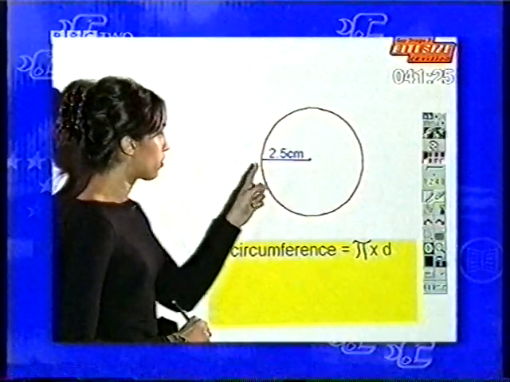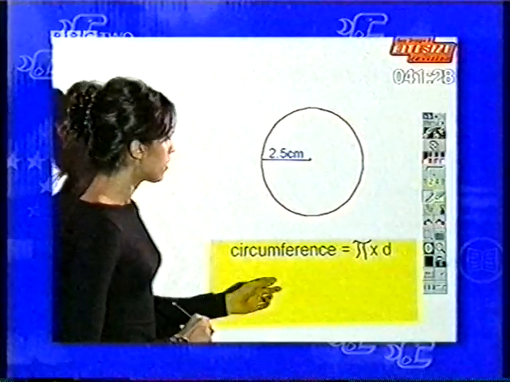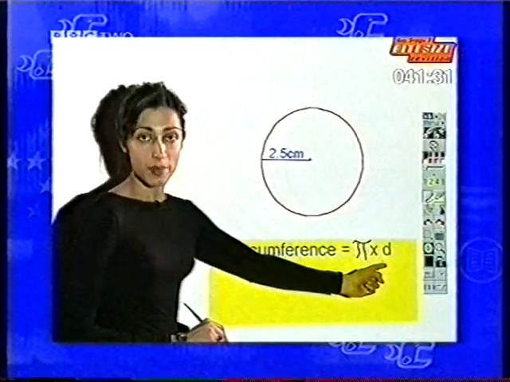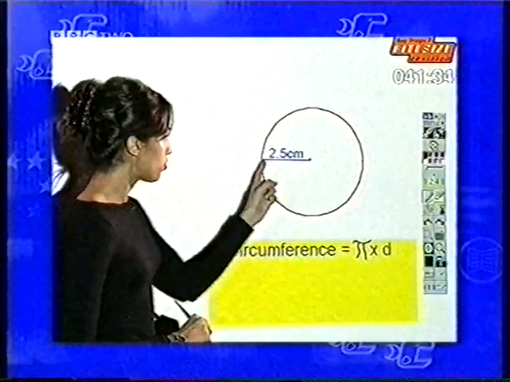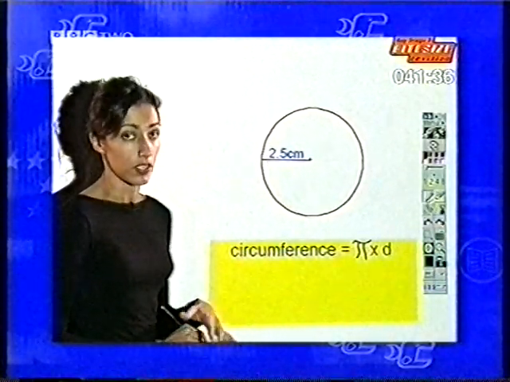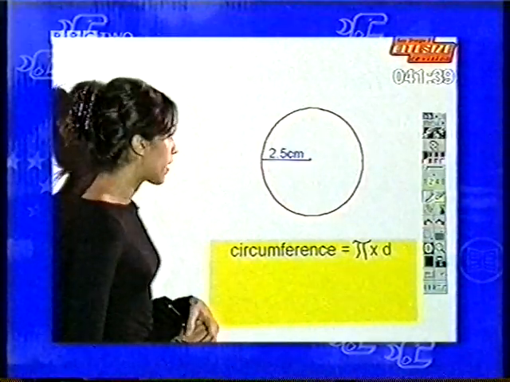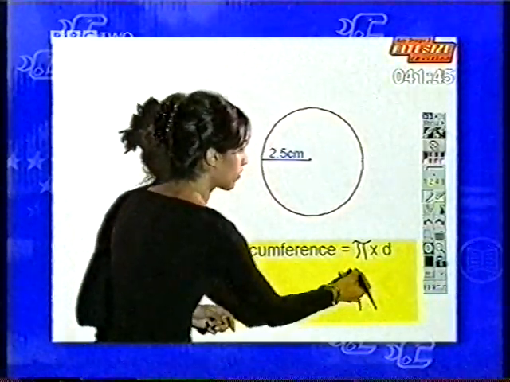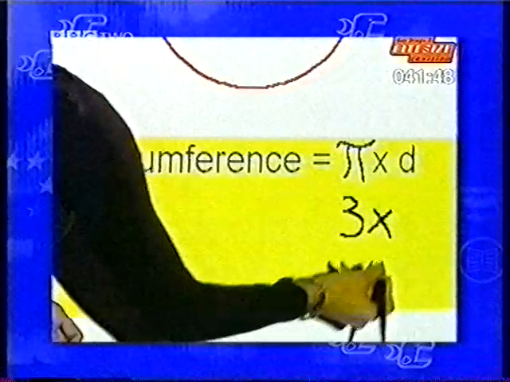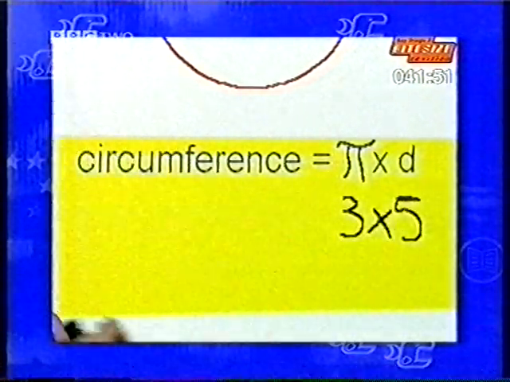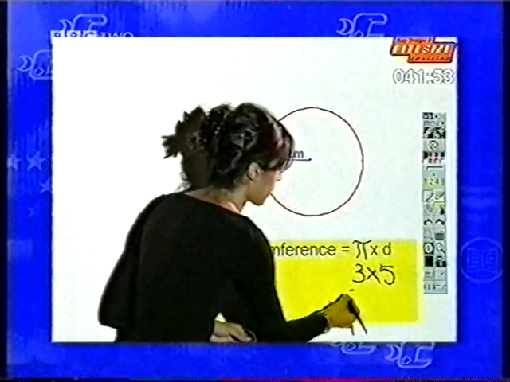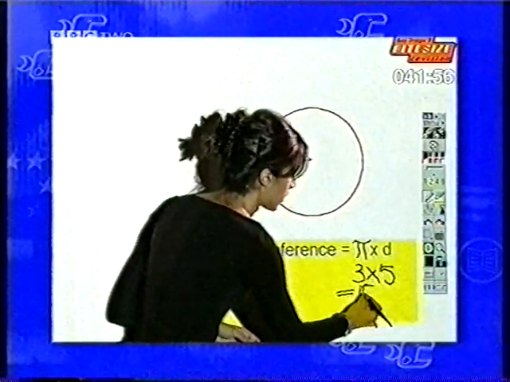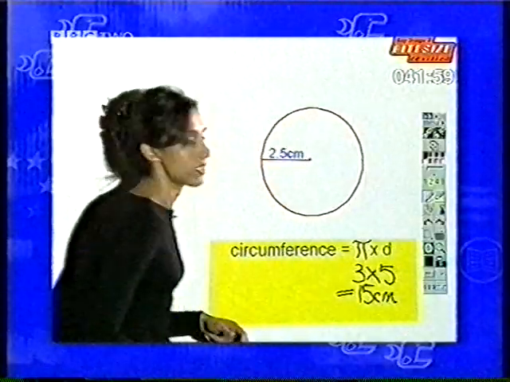Suppose I don't have a calculator handy. How can I work out the circumference of this circle? Now I've got a radius of 2.5 centimetres. Now that doesn't help me because for the formula you need to know the diameter. So let's try and work out the diameter. 2.5 times 2 gives you the diameter, which is 5. Now, I haven't got a calculator, so I'm going to approximate what pi is. I'm going to round it down to 3, and we multiply it by the diameter, which is 5. Let's work that out. 3 times 5 gives you a circumference of 15 centimetres.